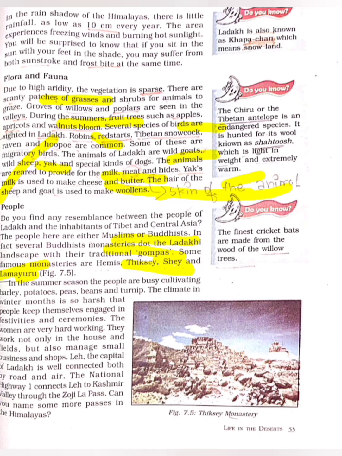In the summer season, the people are busy cultivating barley, potatoes, peas, beans and turnips. The climate in the winter months is so harsh that people keep themselves engaged in festivities and ceremonies. The women are very hardworking. They work not only in the house and fields but also manage small businesses and shops. Leh, the capital of Ladakh, is well connected by road and air. National Highway 1 connects Leh to the Kashmir Valley through the Zojila Pass.